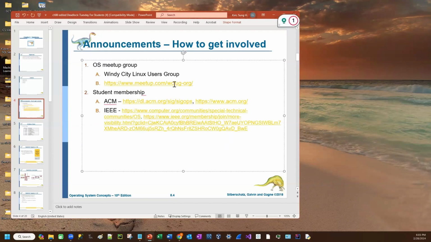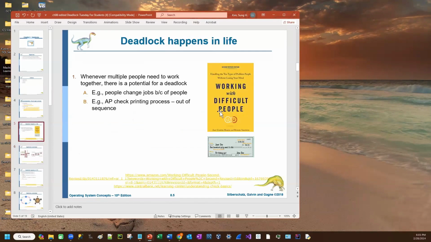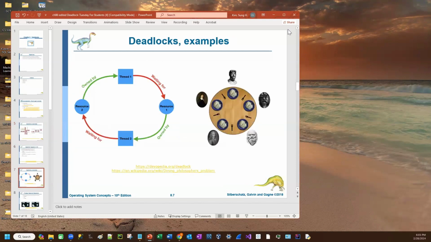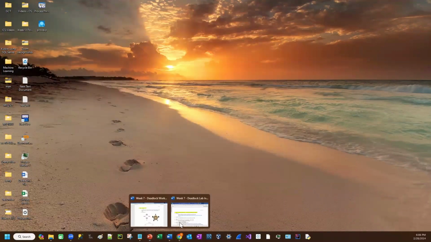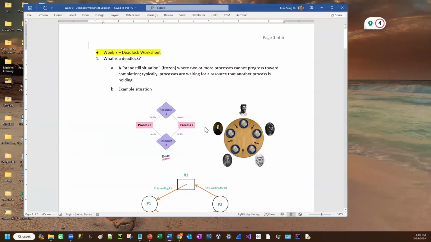There's an operating system meetup group, and then there are some student memberships that you may be interested in. This slide is old, so I'm going to get rid of that. I don't know why I have this one. And then there are some deadlock examples, so I'm going to go over that. Okay, so let's go through this one by one.